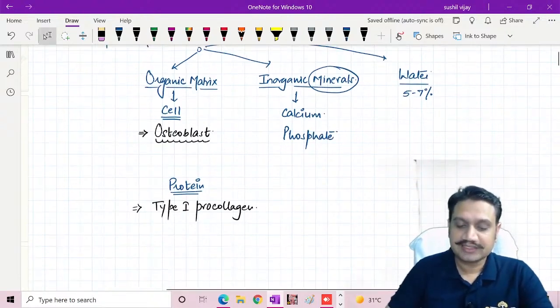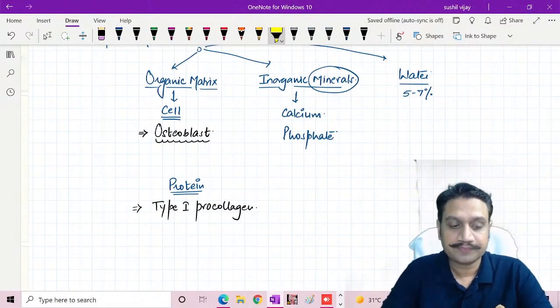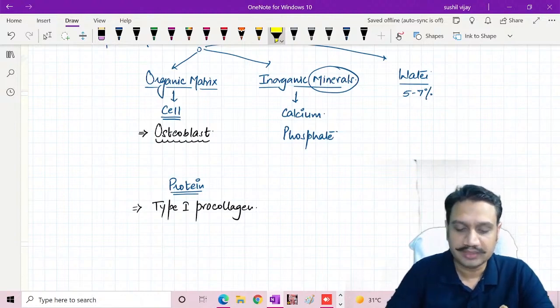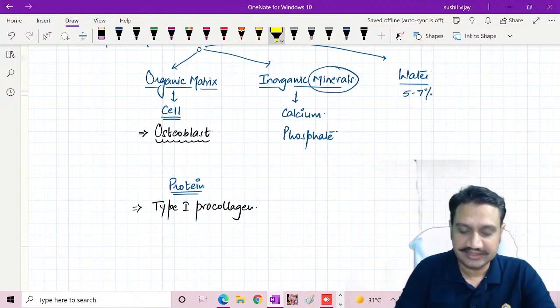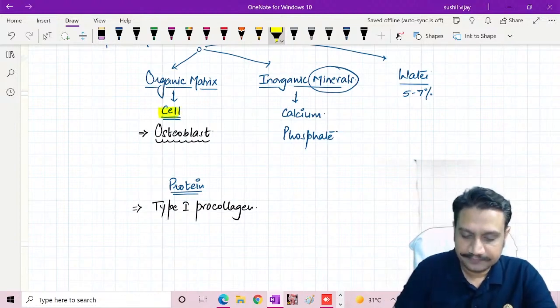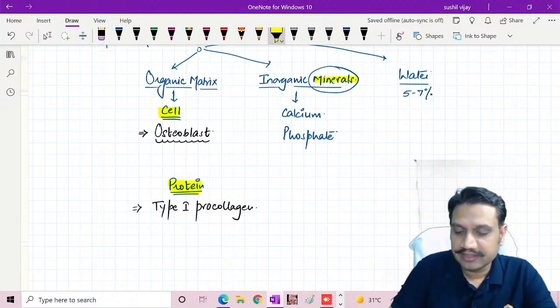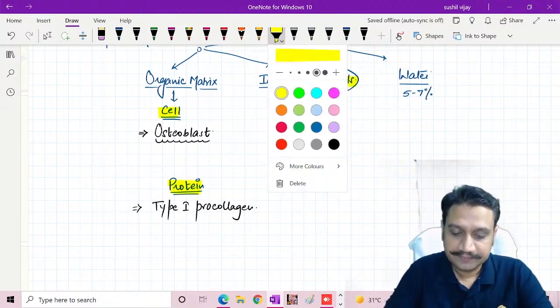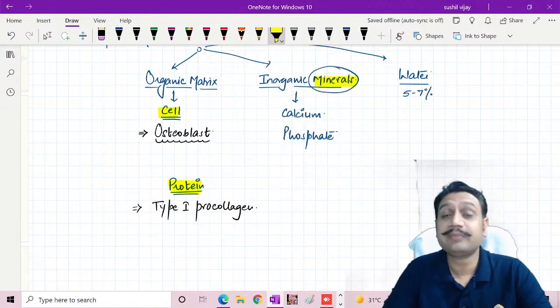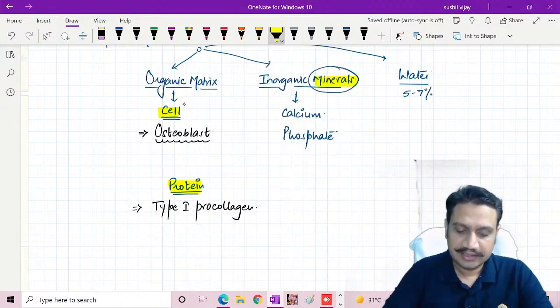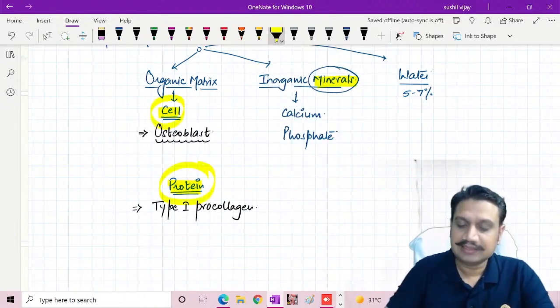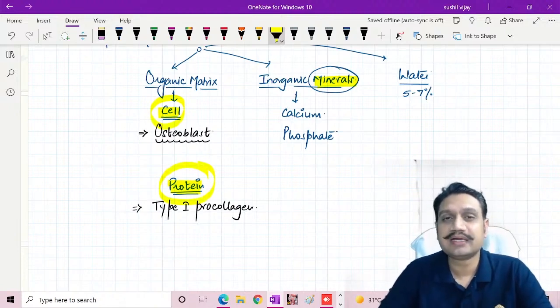So if I ask you how a bone is formed, bone is broadly made up of three components: your cell, your protein, and your mineral, isn't it? Am I right on that part? Please do correct me if I'm wrong somewhere, okay? So cell, protein, and mineral, these are the three which make the bone.